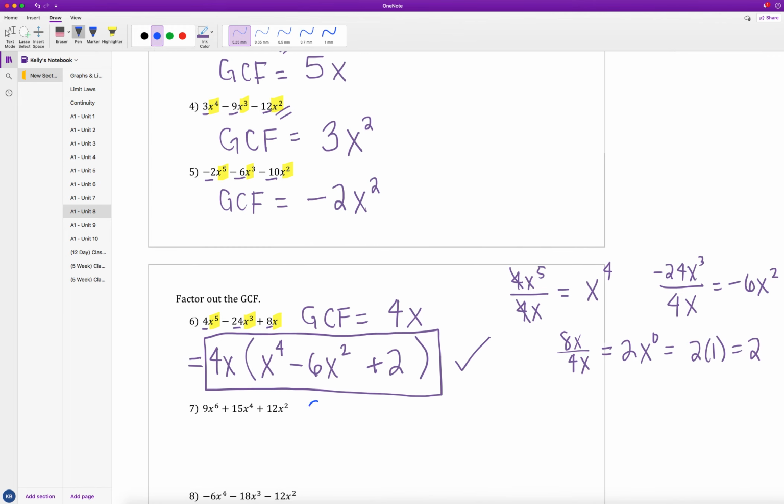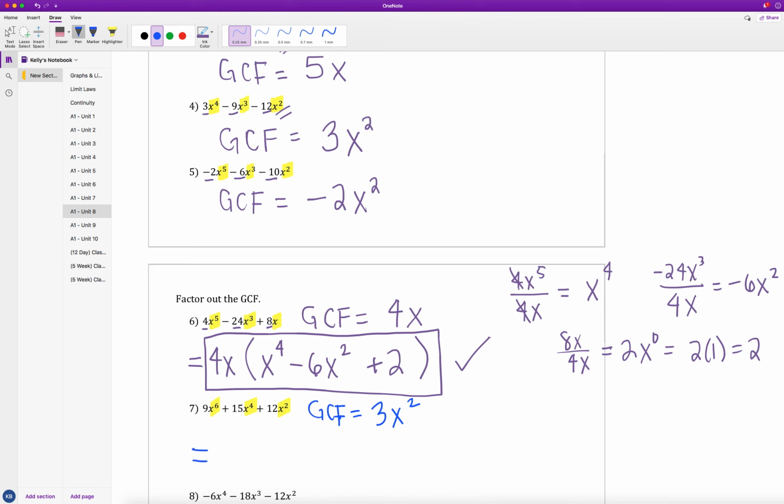I want you guys to pause the video and first find your greatest common factor, and then let's check that. So our greatest common factor here, we have 9x to the sixth plus 15x to the fourth plus 12x to the second. Our greatest common factor here would be each one of those 9, 15, and 12 are all divisible by 3. And then for my variables, x to the sixth, x to the fourth, and an x squared, the lowest power that they all have in common is going to be an x squared then. So my GCF will be 3x squared.